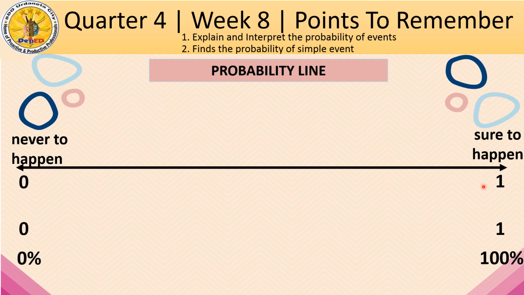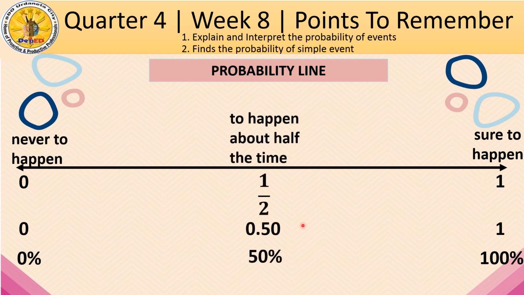Between 0 to 1, we have 1/2. If an event has an even chance, therefore, the probability of that event is 1/2. Or in terms of decimal number, it is 0.50. And in terms of percentage, it is 50%.